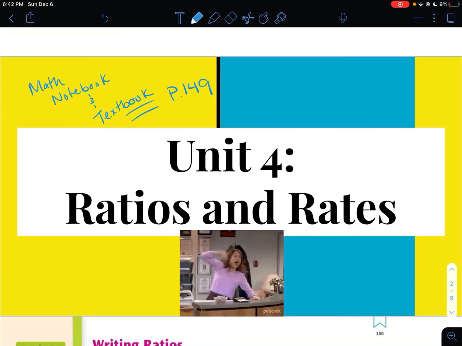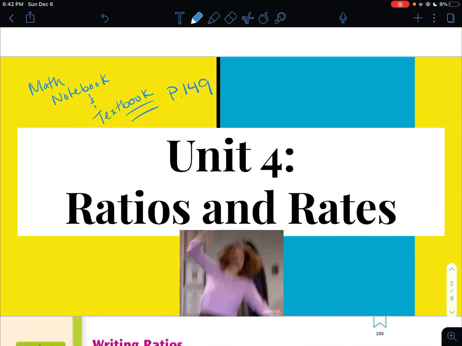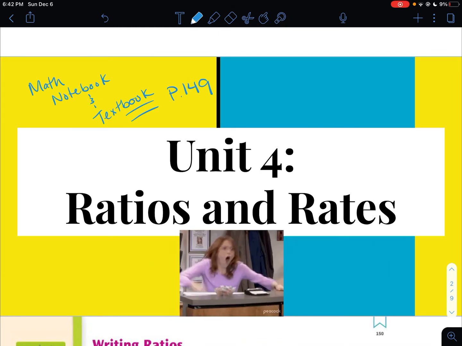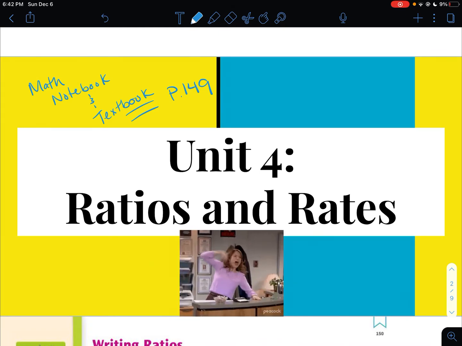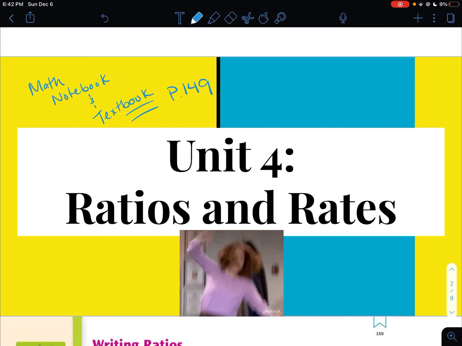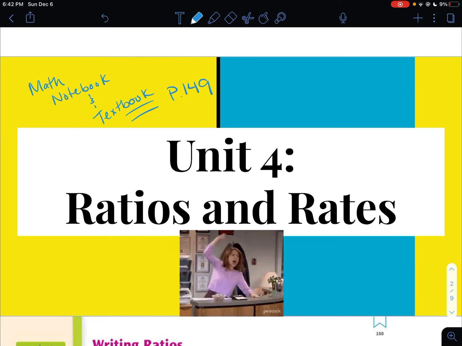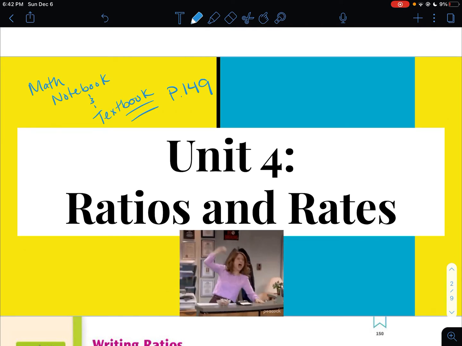Hey guys, so we are starting our next unit today. The next unit is when we are going to talk about ratios and rates. You're going to need your math notebook out to take some notes, and you're also going to need your textbook. We are going to use our books today. Getting out our textbook, page 149 is where we are going to start.